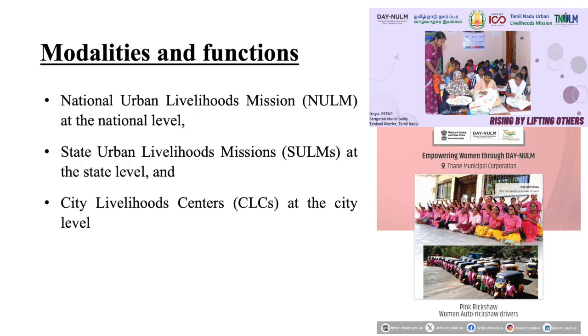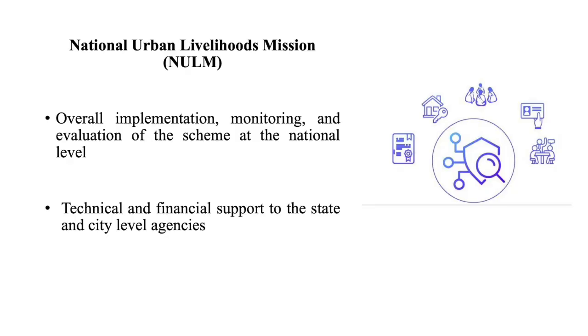And let's look at the modalities and functions. This particular mission is implemented through a 3-tier structure. Number 1, National Urban Livelihood Mission; number 2, State Urban Livelihood Missions; and number 3, City Livelihood Centers. Let's look at each of their functions. The National Urban Livelihood Mission is responsible for the overall implementation and monitoring of the mission at the national level. It provides technical and financial support to the state and city level agencies and coordinates with various stakeholders for the effective implementation of the mission.